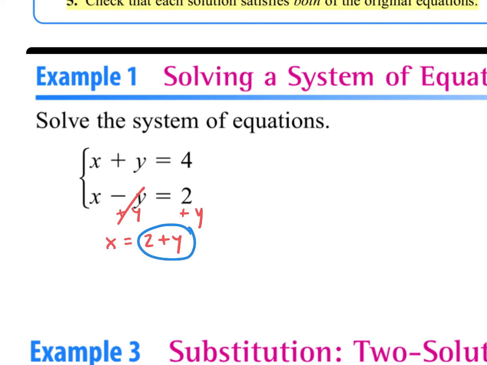I'm going to take this and substitute it in for x in my other equation. You can't plug it into the same one that you just worked with. You have to plug it into the other one. So here I have 2 plus y is equal to 4.